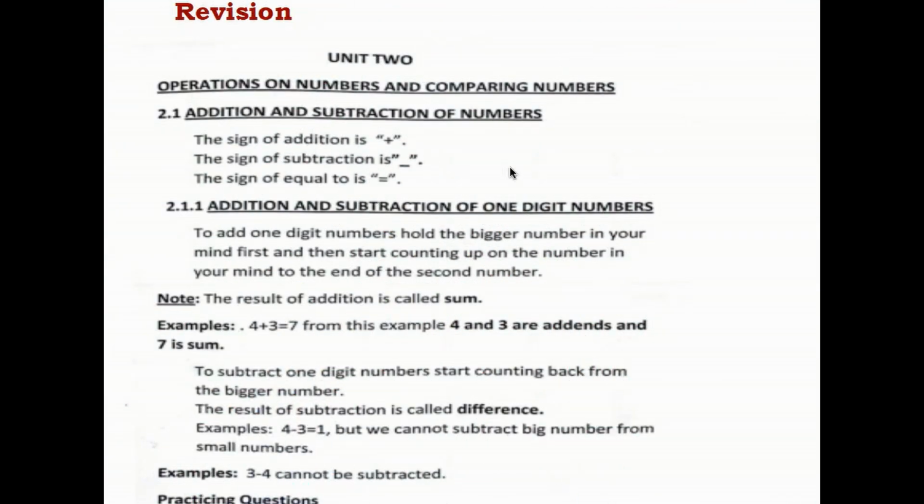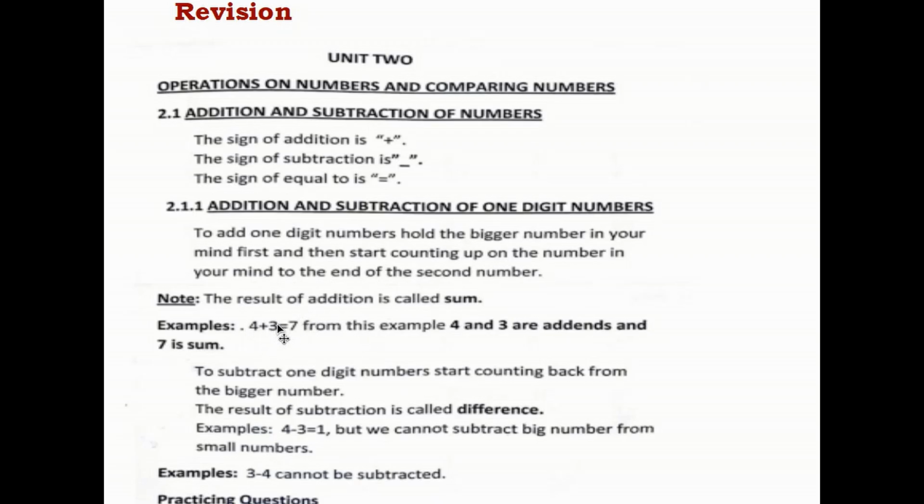Before we start, last time, as you remember, we started chapter 2, which is addition of one-digit numbers, and we have seen the signs we use in addition, and also subtraction and equal signs, what they look like. And when we add one-digit numbers, as I told you, we hold the bigger number, and then we count up on the number in your mind to the end of the second.